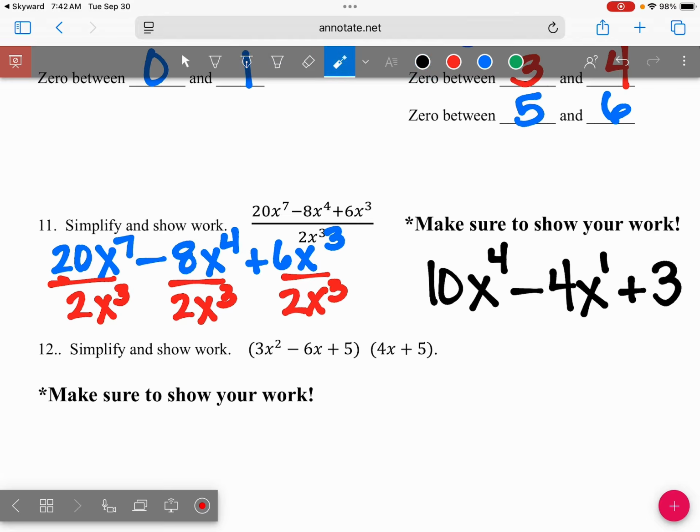What operation am I asking you to do for number 12? Is this addition, subtraction, multiplication, or division? What do you see in between the parentheses? Nothing, right? When you don't see something, what does that mean? No, if it was adding, it would be a plus sign. And if it was subtracting, it would be a minus sign. This is multiplication. So you have to multiply.